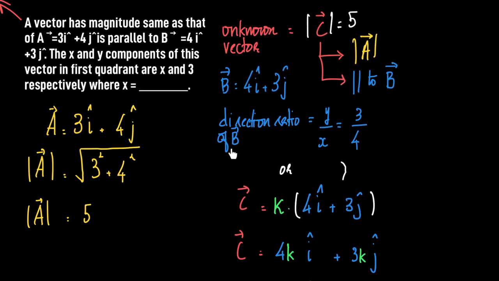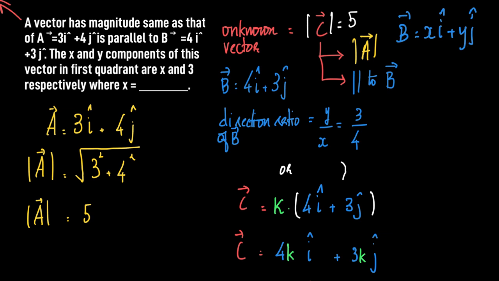Now, what is the direction ratio of B? Direction ratio of B is y component by x component, which is 3 by 4. When I say this, I mean that vector B is basically x i cap plus y j cap. Oh, I said x component, y component. It should be i component and j component, x and y.